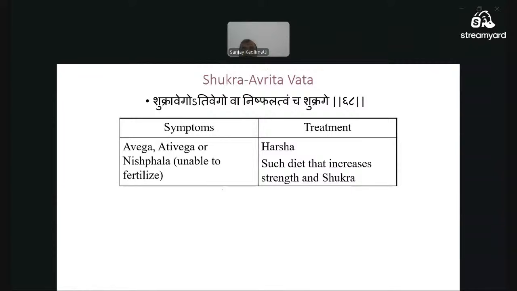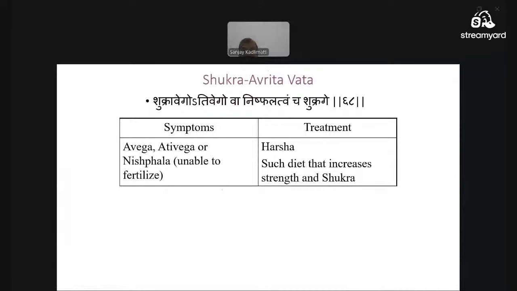Shukravrata. Typical, because here Shukra leads to two things. Vata strong, Ativega. Vata weak, Avega. Shukra Avego, Ativego, Va Nishfalatvam. Shukra gave only one line. Either there will be excessive ejaculation, or there will be no ejaculation. It's based on the karma of Vayu. And the second one is obviously 100% Nishfalata, unable to fertilize. The wife is absolutely normal, but the husband is unable to fertilize the egg of the lady. That's why Nishfalatvam.